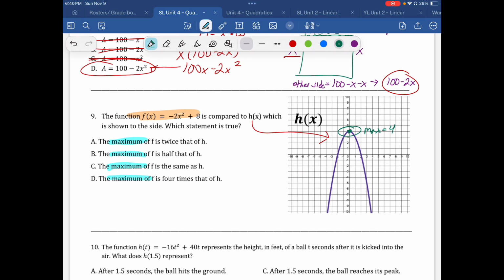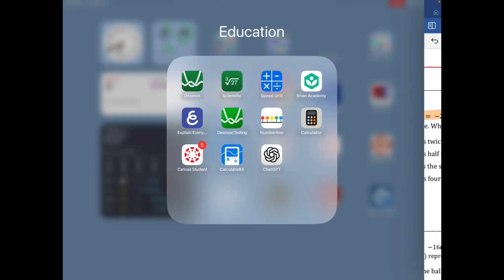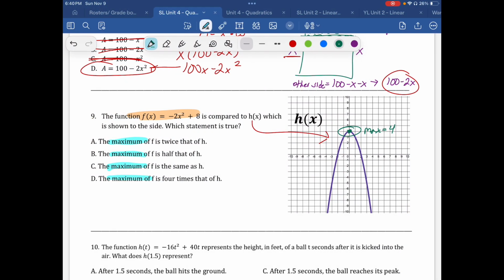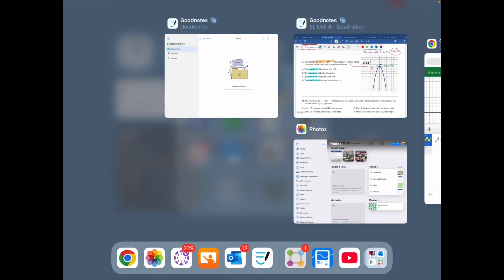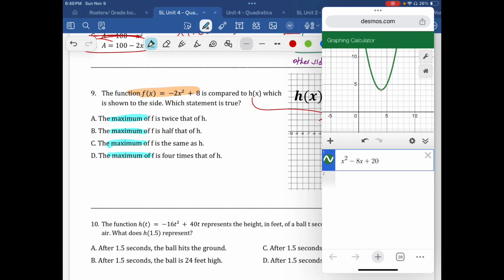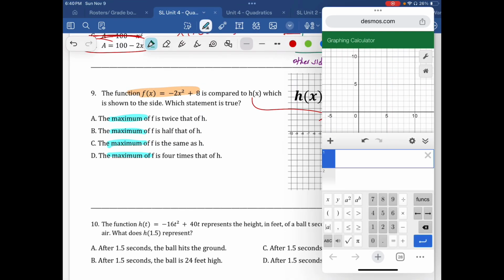Well, I need to get the max on my other function. I can do it 2 ways. I can plug it in Desmos, or we can solve it using the math, and I just think it's going to be a little bit easier on us to use Desmos. So let's plug it in Desmos.